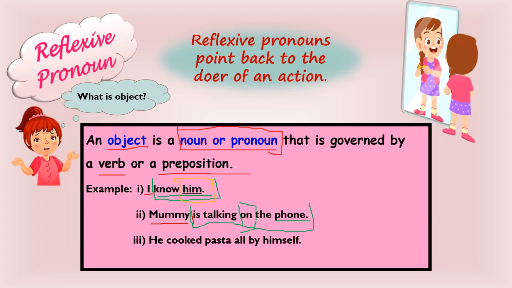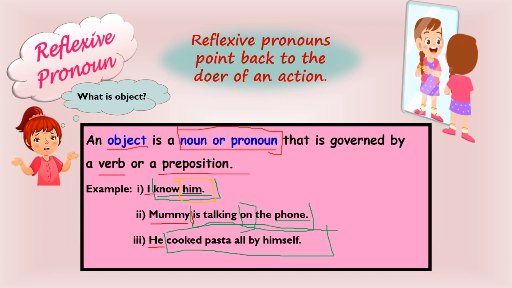He cooked pasta by all himself. What is the subject here children? Subject is he. Yes, and what is the predicate? Predicate is cooked pasta by himself. Yes, this is the predicate. So children, as I have told you, object is the part of predicate.